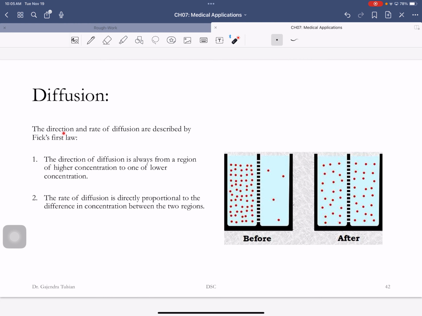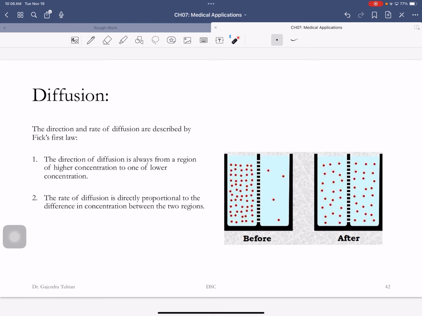The direction and rate of diffusion are described by Fick's first law. The direction of diffusion is from a higher concentration region to a lower concentration region. So material diffuses from higher to lower concentration. And the rate is directly proportional to the difference in concentration. So if the difference in concentration is large, then you have more stuff moving than when the difference is low.